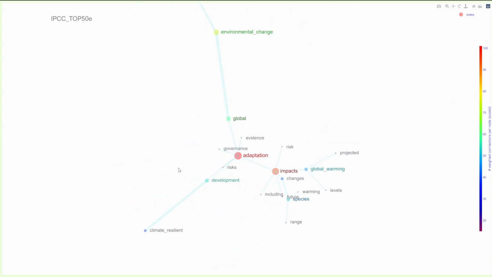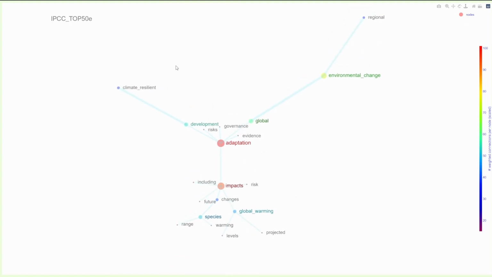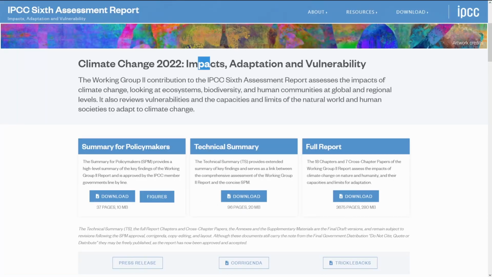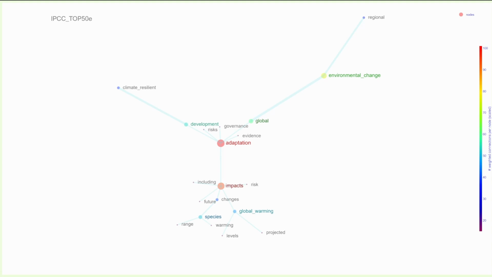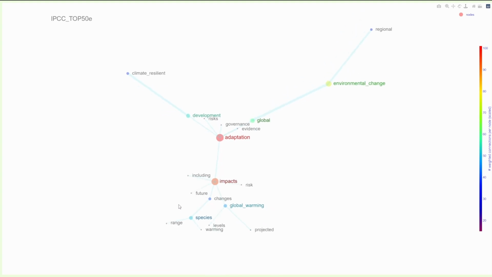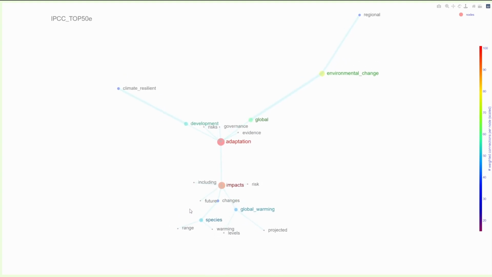So what we can see clearly is that first we have the adaptation part and we have the impacts part. So given the title, impacts and adaptation, yes, at least we can have the major difference, the classification from the title. And then with adaptation, how we adapt to climate change, we have climate resilience, we have the development of those adaptation plans, we have risk, governance, we have the evidence base, global environmental change, and regional structure. And then we have the impacts. Maybe impacts happen a little bit further already.